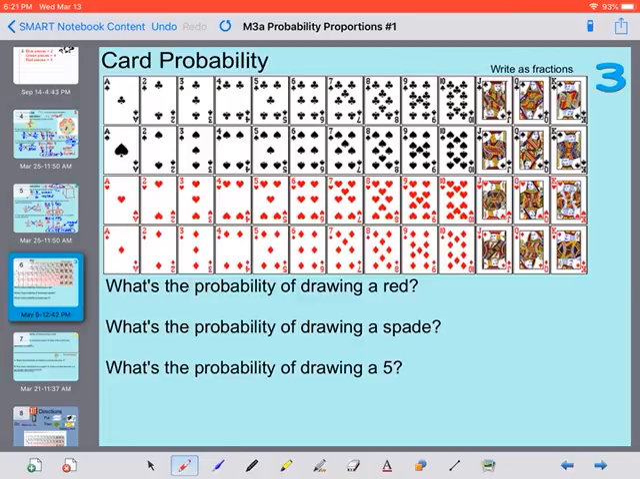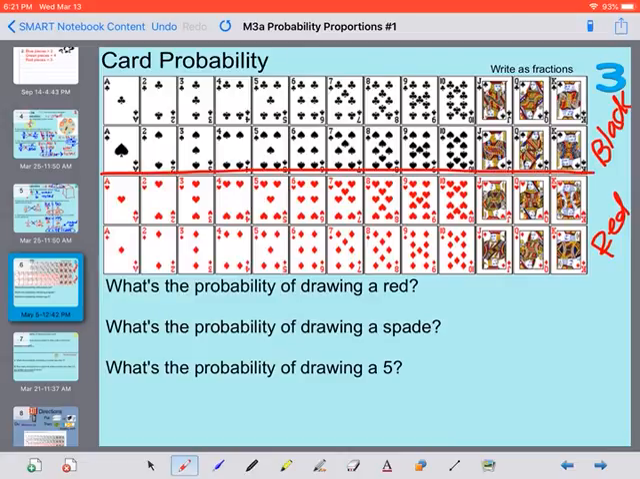On the back side, we have a deck of cards, and on yours, I know it's not in color, but the bottom 2 rows are red, we have our diamonds and our hearts, and the top 2 rows are black. We have clubs and spades. So what's the probability of drawing a red?